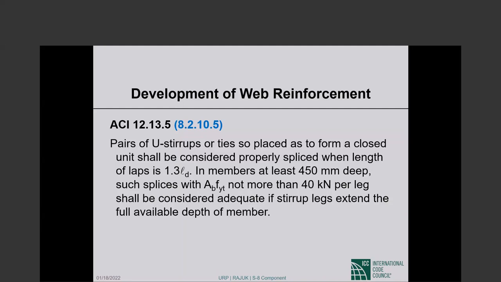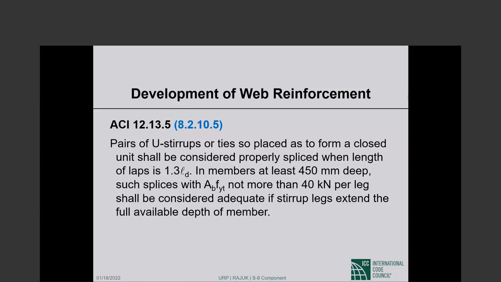So pairs of U-stirrups or U-ties so placed as to form a closed unit shall be considered properly spliced when length of laps. So those U's will have to lap in the middle. And the lap length has to be 1.3 times the L sub D of the bars making up the U's. This is the first thing. Then we consider them to be properly lapped.